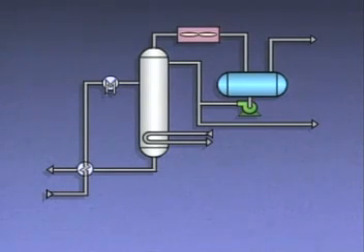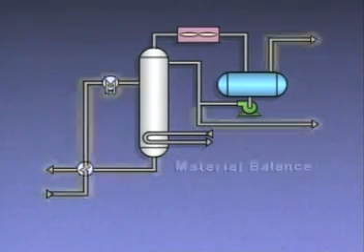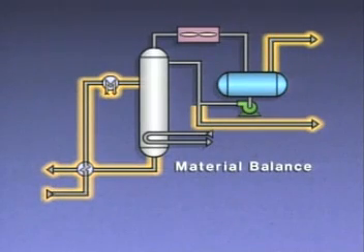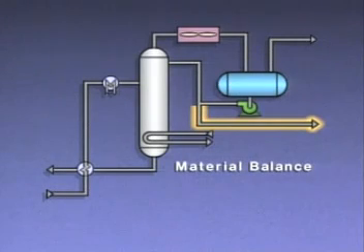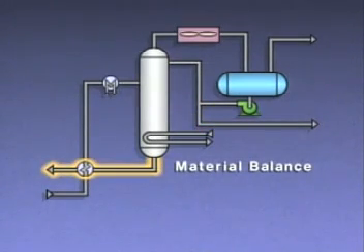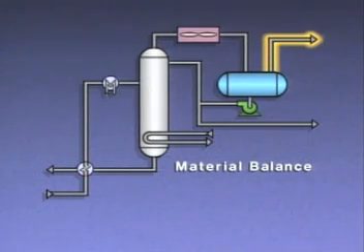This is a simplified illustration of a distillation system. The flows that make up the tower's material balance are the feed flow into the tower, the overhead product flow from the overhead system, the bottoms product flow from the tower, and the off-gas stream. The off-gas stream is the flow of gases drawn out of the receiver through this line.